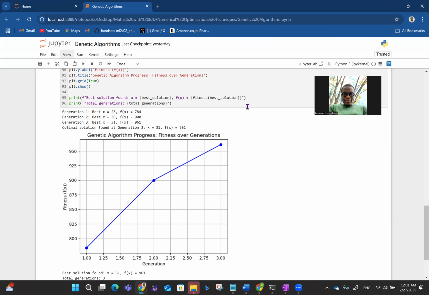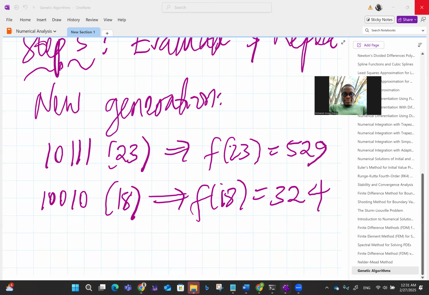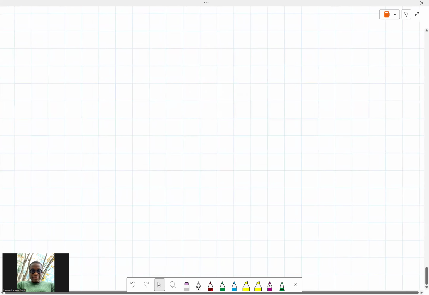So you see that movement happening like that. The best solution found is x equals 31 and f of x is 961. The total generations is 3 to achieve that elitism, to achieve that best of the best kind of situation. Okay, so that's the Python code for our demonstration. Let's go for conclusion and probably practice questions.